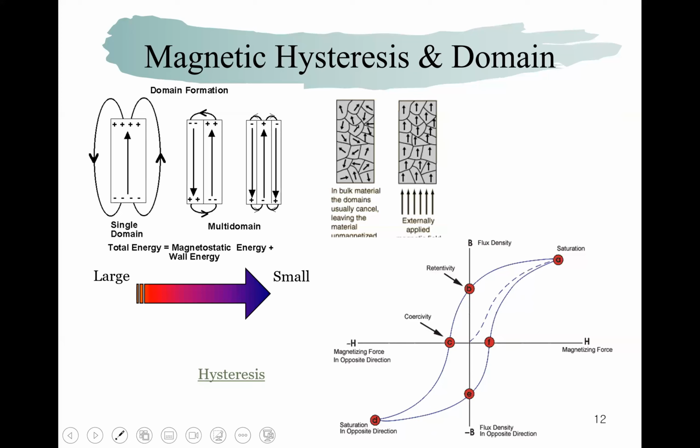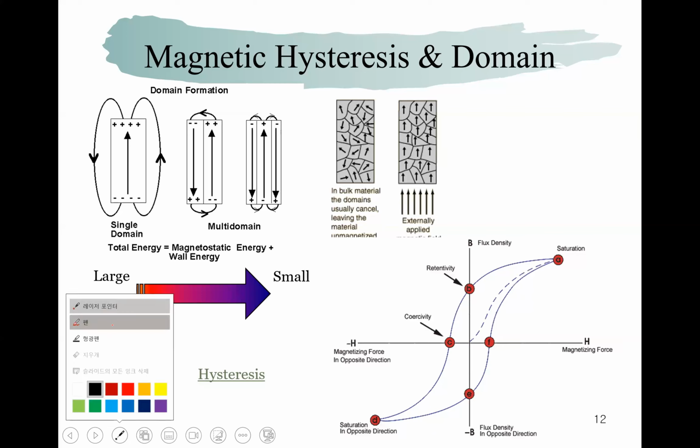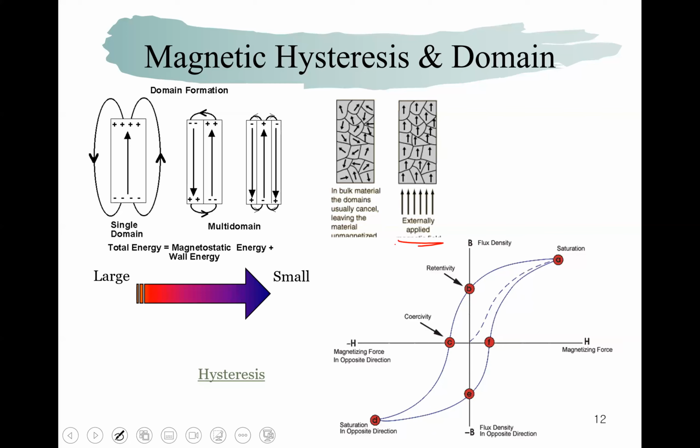To align these spins for the multi-domain, we need an external magnetic field. That's why we have this kind of hysteresis loop. When we apply the external magnetic field, each domain sometimes rotates, sometimes expands its area. The detailed dynamics of the spin motion is what we will learn.